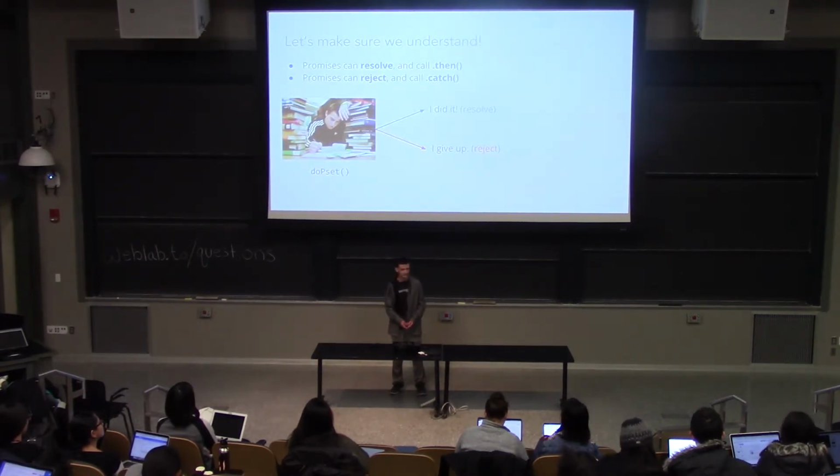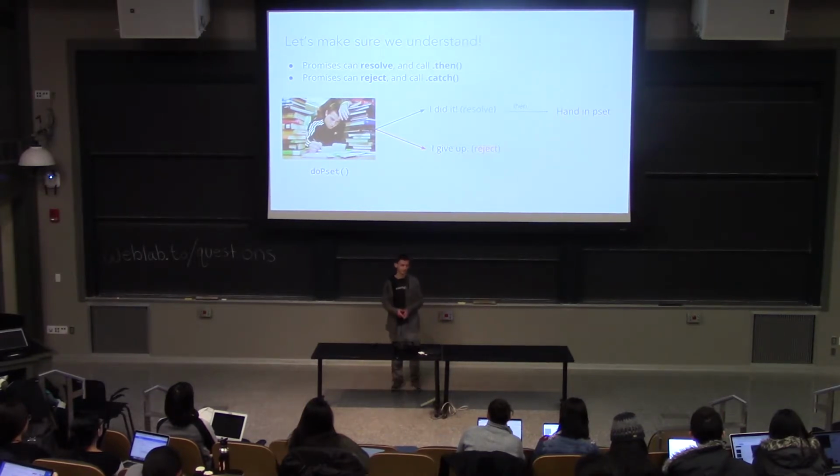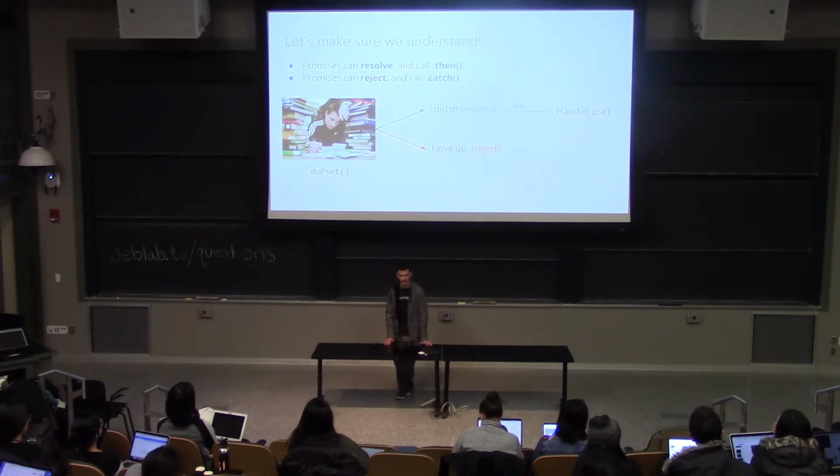So I'm doing my pset. I run that function, it returns me a promise. So this promise will either resolve or reject. If it resolves, that means I did my pset successfully. If it rejected, that means some error happened. Maybe I just totally gave up and threw out my pset. And once it finishes resolving, remember it runs a then function. So I finish my pset, and then I'm going to hand it in, or do some other actions. There's another one called catch, which is what we're going to do when I fail to do my pset. So if I give up, catch it, and then drop the class, or do something.